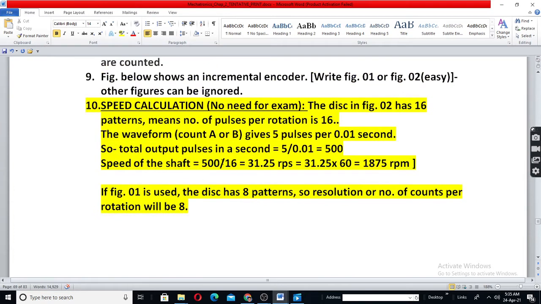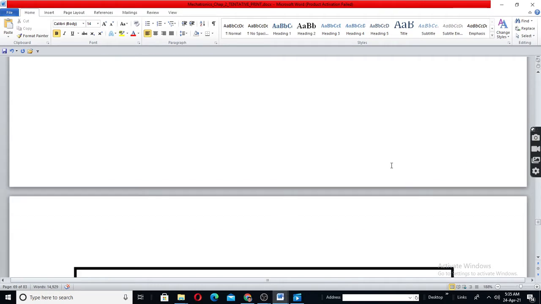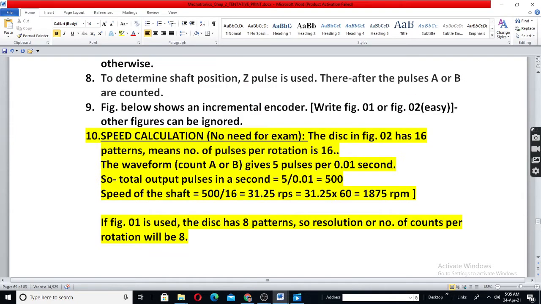So 500 by 16 will give us number of revolutions per second, 31.25 per second. How many rotations? Multiply by 60, you will get number of RPM. Okay. So this is the actual speed calculation.